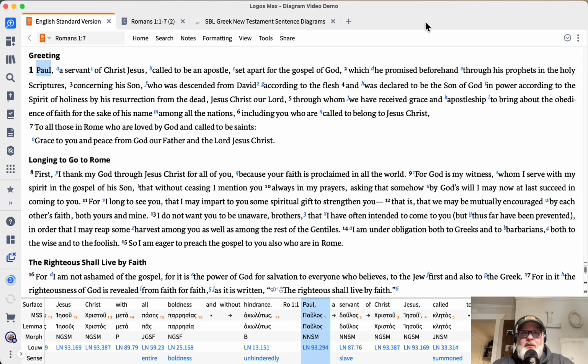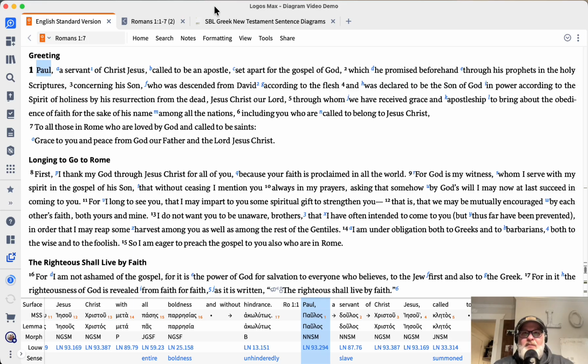A couple of quick notes before we get started. One, I am going to be using Logos Bible software. If you can see here, I have the Logos Max subscription. So if you do have Logos and you don't see the sentence diagramming module, or it's not in your tools, you probably don't have that tier. And I believe, if I'm not mistaken, you have to be up to the max tier in order to have sentence diagramming.